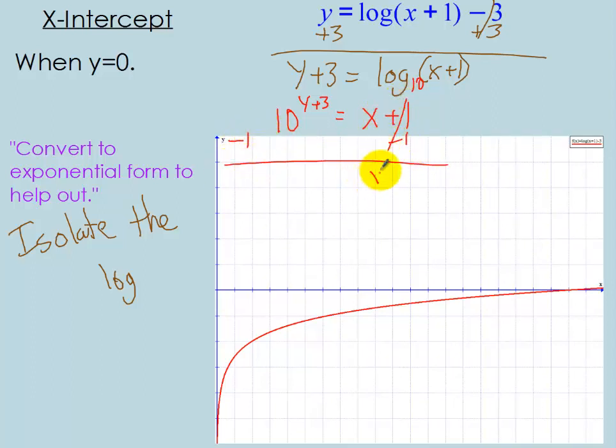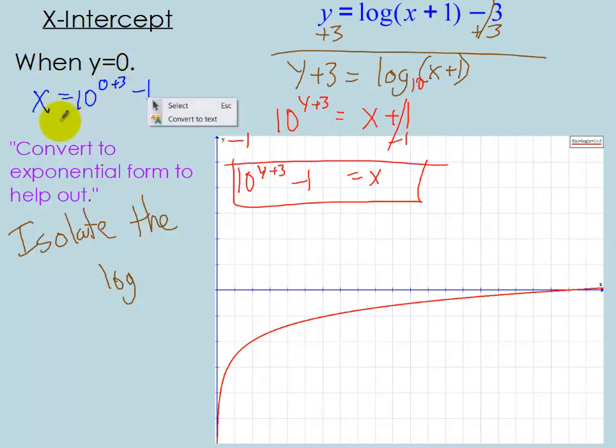And what you're going to get is x equals 10 to the y plus 3 power minus 1. There's a lot of juggling with that, but if you're at this point, I bet you can pull that off. So I've isolated that, and I want to figure out what x will equal when y equals 0. So x is going to equal, I'm going to use that equation up here, x is going to equal 10 to the 0 plus 3 power minus 1, or 10 cubed minus 1.